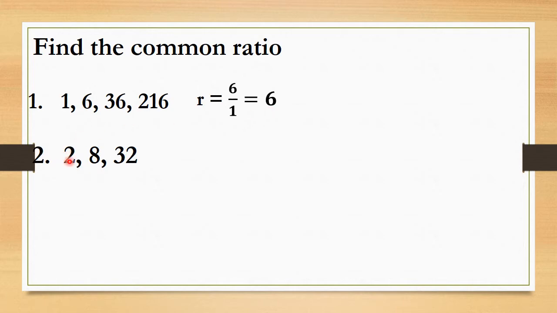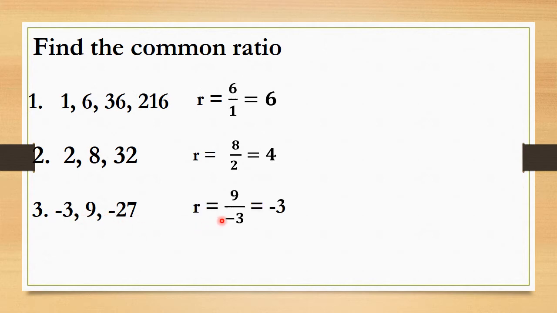Next, 2, 8, 32. Let us divide 8 by 2. Our common ratio is 4. Next, negative 3, 9, negative 27. Let us divide 9 by negative 3. Our common ratio is negative 3.